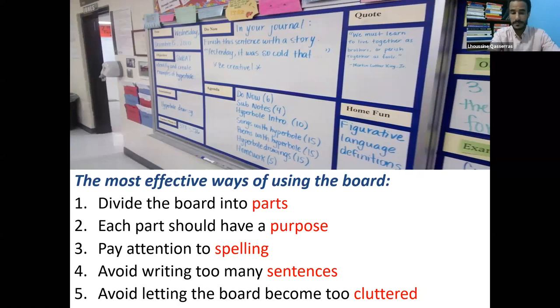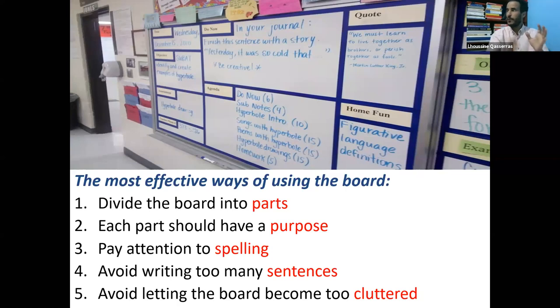Number four, avoid writing too many sentences. They make students feel confused. Write something important, something they need. Number five, avoid letting the board become too cluttered, not well organized. The board must be well arranged, well organized.